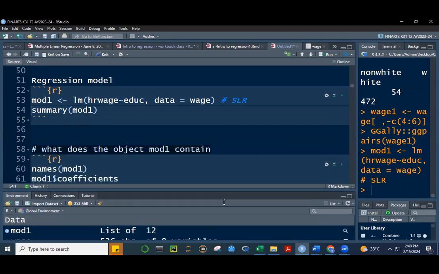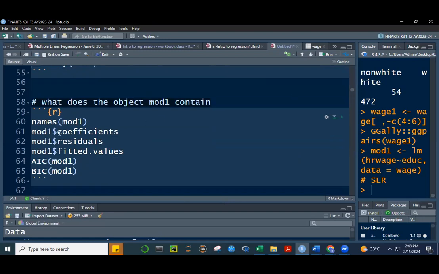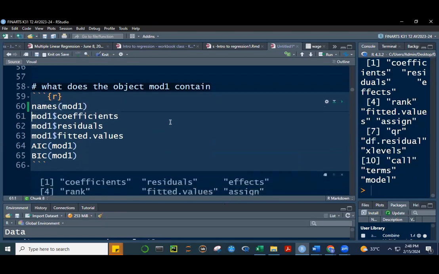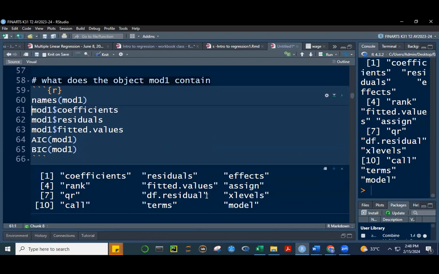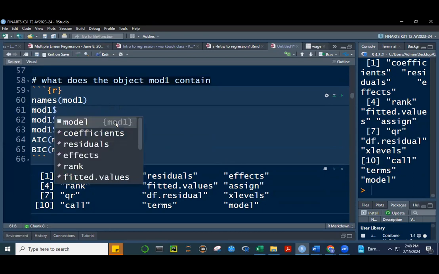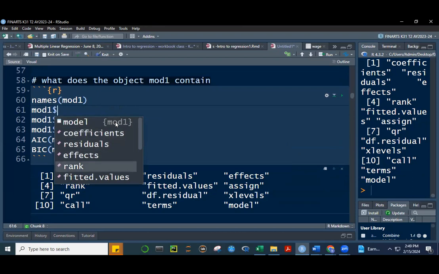Okay, so we can access what's inside our LM object by using the names. And so here are the 12 elements inside your model 1. You can, of course, also access the elements here. For example, I'm going to type mod 1 and then the $ sign. So it has IntelliSense. Arrow down, you can get the values that you want to get.